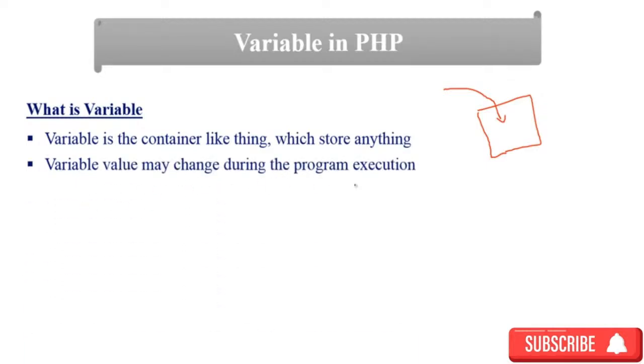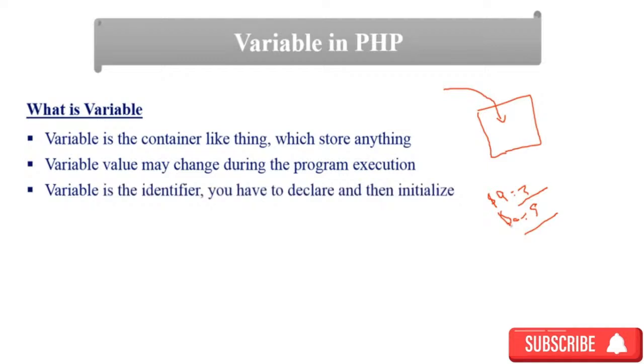A variable's value may change during program execution. As you know, the name indicates that a variable is a thing which changes, and in a programming language it means that during program execution, the variable value may change. For example, a is a variable and its value is 3, and on the second line I want to change the variable value to 5. So on this line the value of a is 3, on this line the value of a is 5. You can see that a variable value may change in the same program.